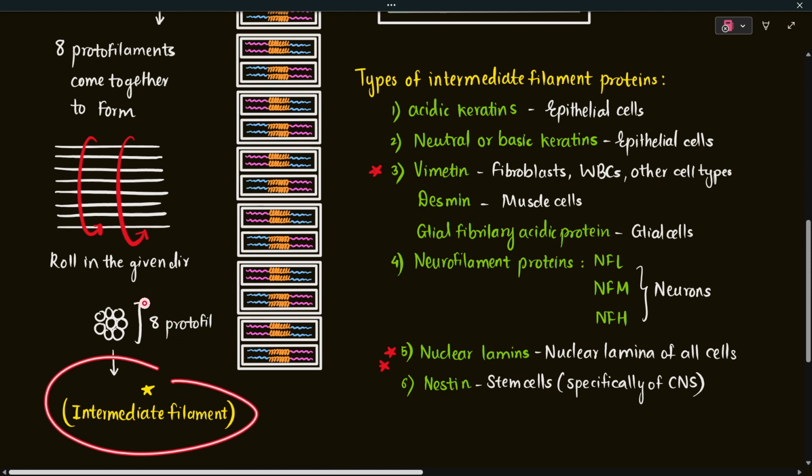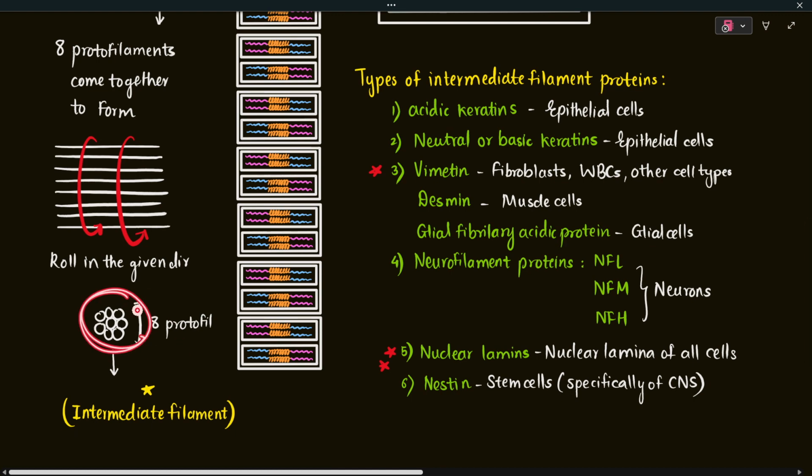If you view this from above, this is the top view. This is how the 8 protofilaments look when they come together to form an intermediate filament. There is no gap left, and that is why it is a rope-like structure. Multiple threads come together to form a rope, and that is why the intermediate filament is less dynamic. It is a bit rigid, and it provides mechanical support.